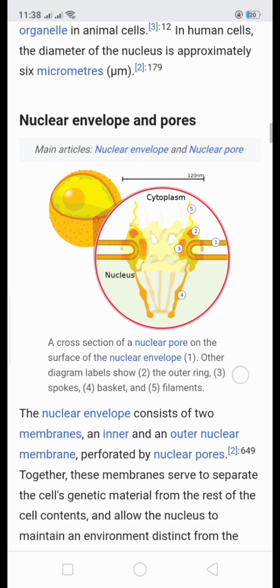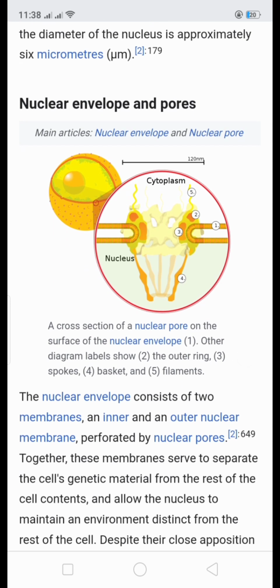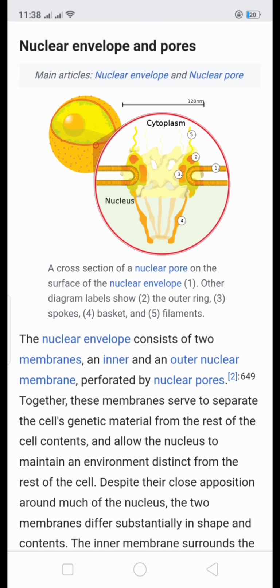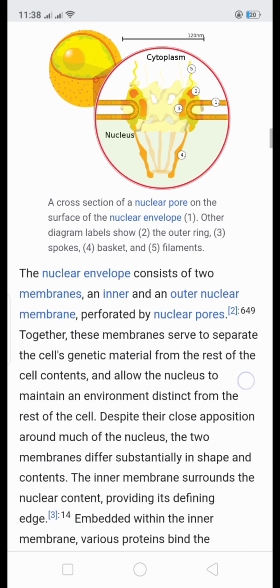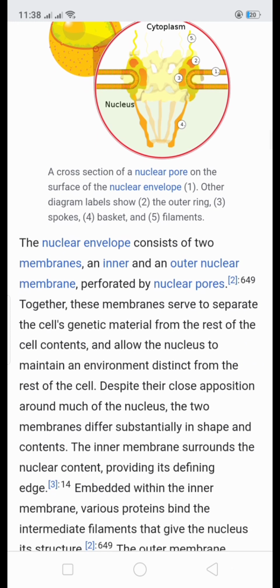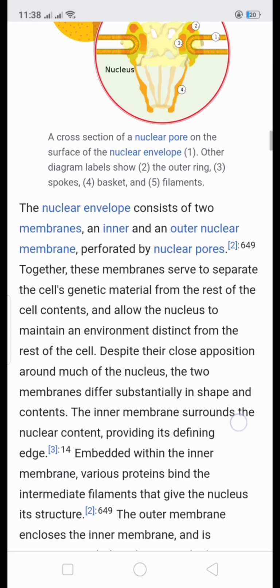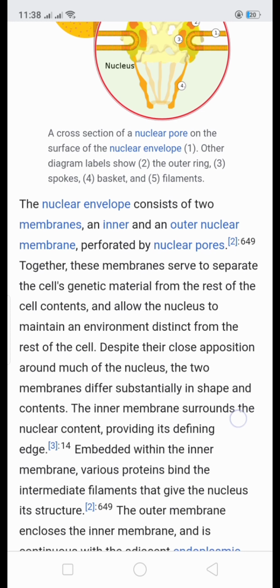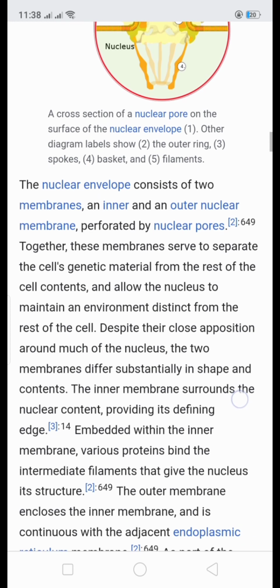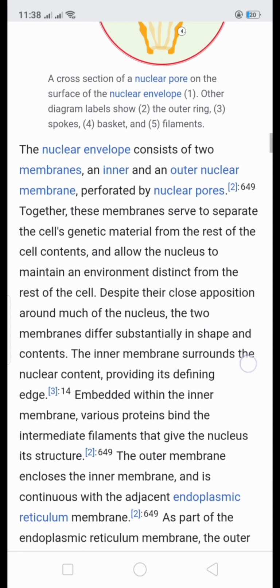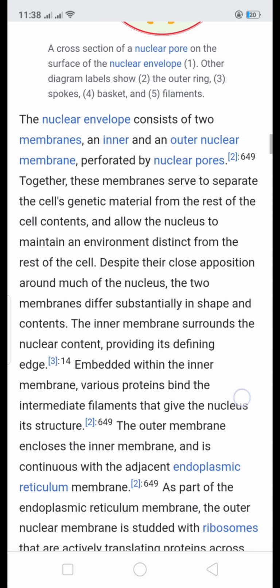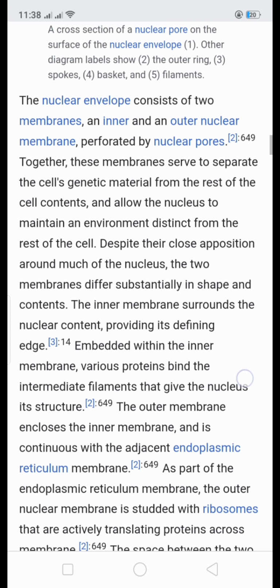Nuclear envelope and pores. The nuclear envelope consists of two membranes, an inner and an outer nuclear membrane, perforated by nuclear pores. Together, these membranes serve to separate the cell's genetic material from the rest of the cell contents and allow the nucleus to maintain an environment distinct from the rest of the cell. Despite their close opposition around much of the nucleus, the two membranes differ substantially in shape and content.